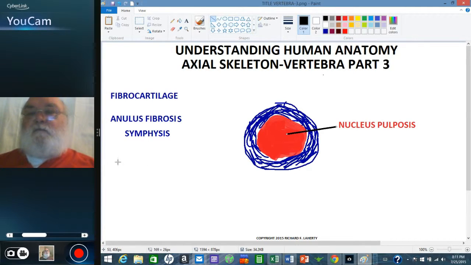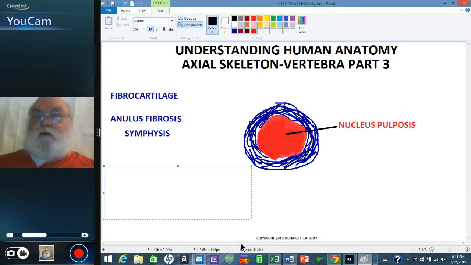Now, clinically, I'm sure you've all heard of a slip disc. And that term is really an incorrect term, a misnomer. As you see, the disc isn't a solid mass that can slide. It's a tough outer ring with a soft gelatinous core. A slip disc is really a herniated disc.